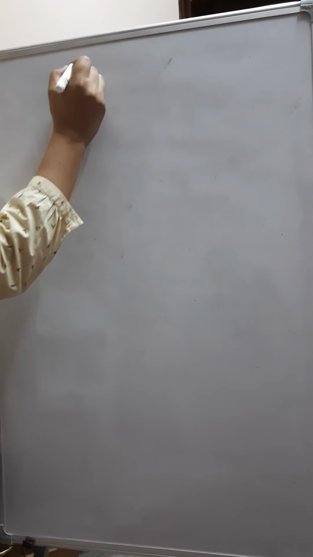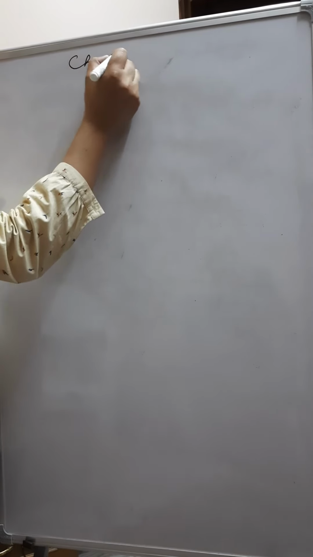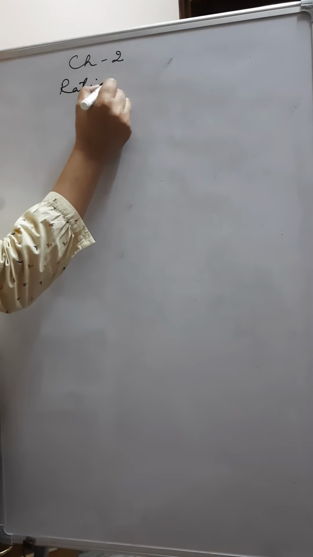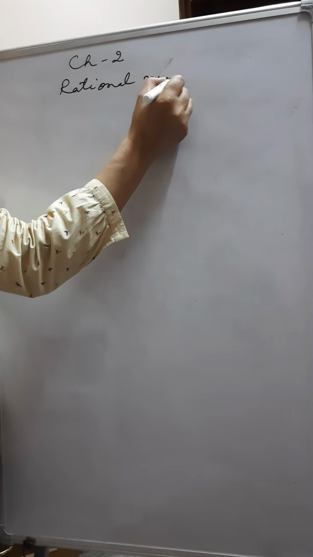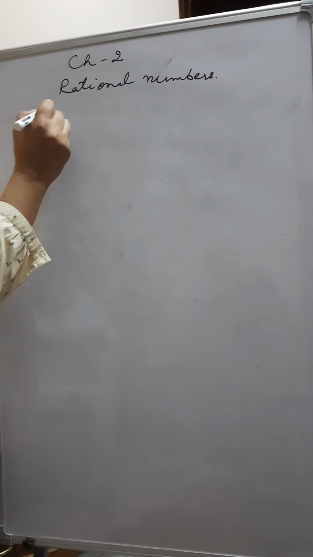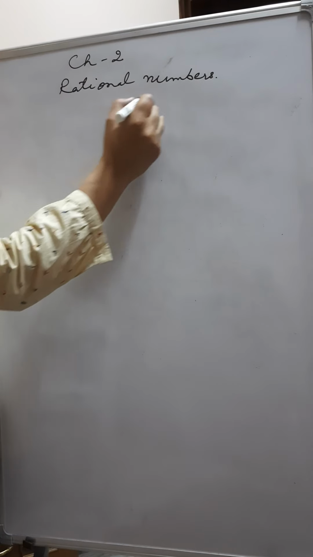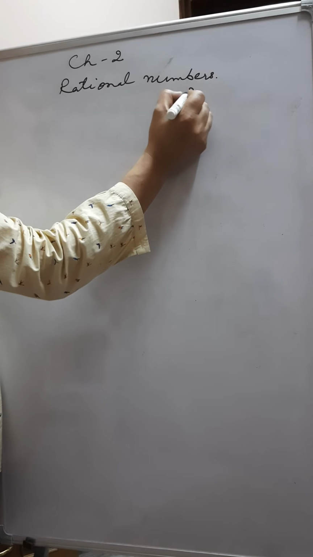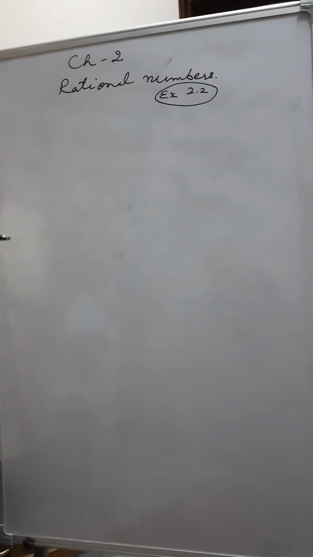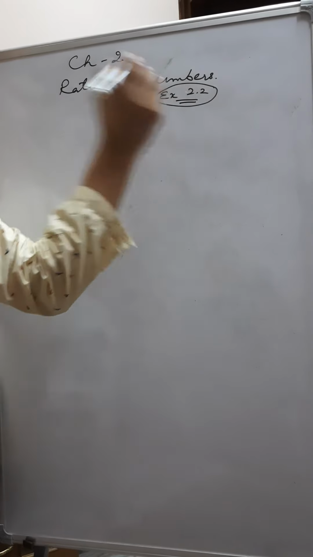I am back with the new syllabus, and the first chapter is chapter 2, that is rational numbers. What is a rational number? And one thing more, only exercise 2.2 is in your syllabus, not 2.1. It is only exercise 2.2.